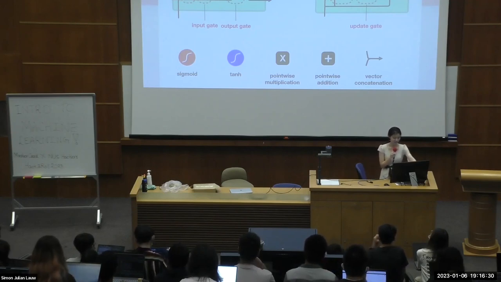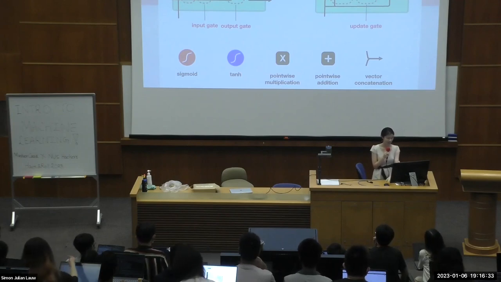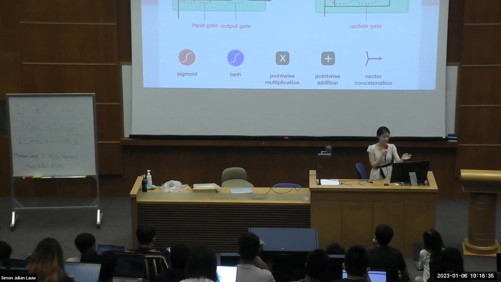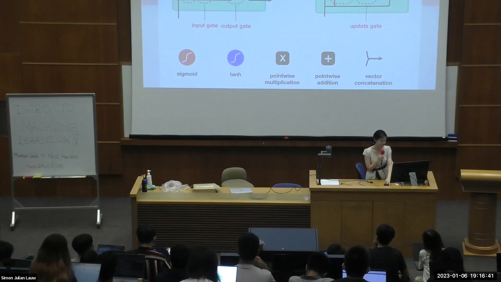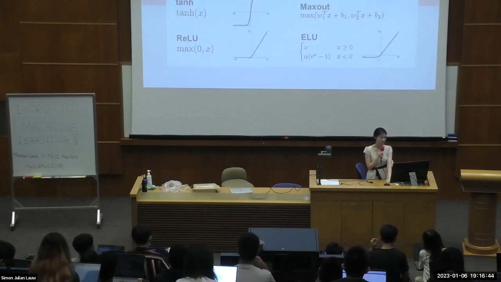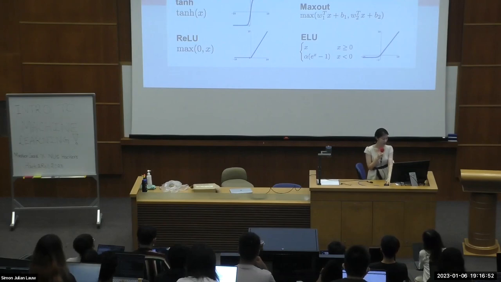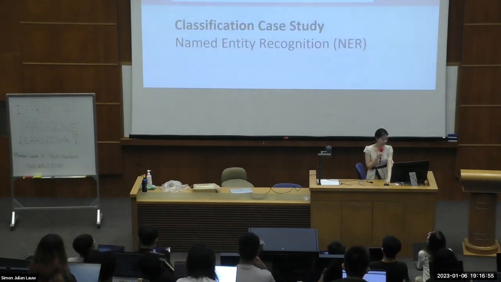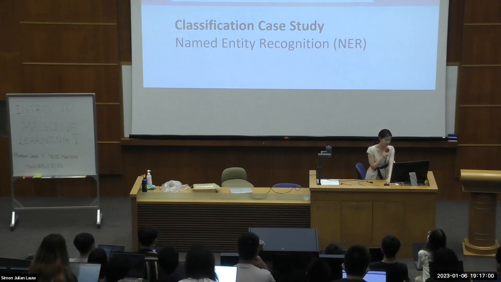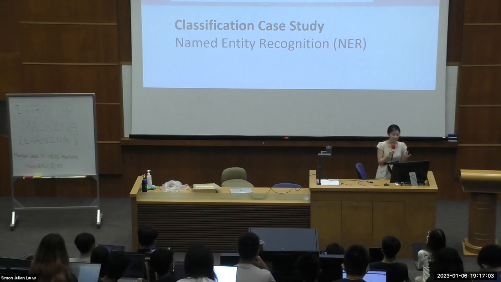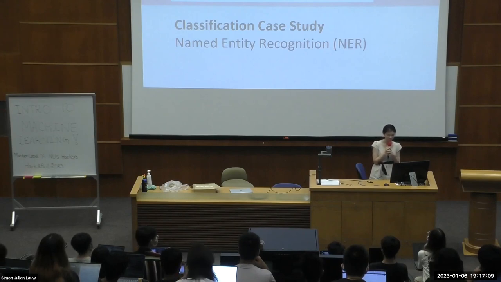At each junction, they will do some multiplication or concatenation or addition. Then the useful data will continue to flow to the next cell, the next layer. Then in the end, we will get the result, which is the label we want to predict. There are many other activation functions that we can pick when we tune the models. Let me give an example of using the LSTM model in a real classification case. This is called named entity recognition.